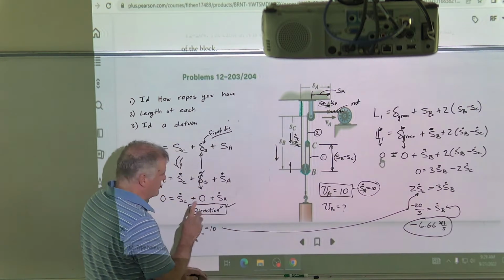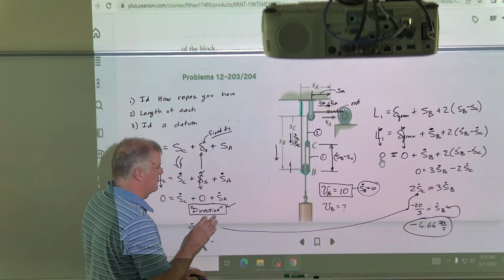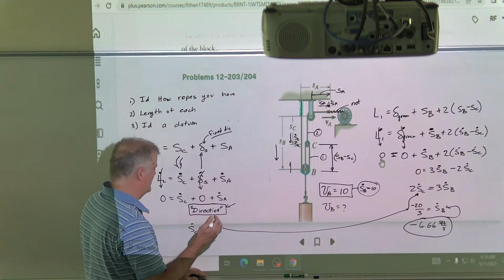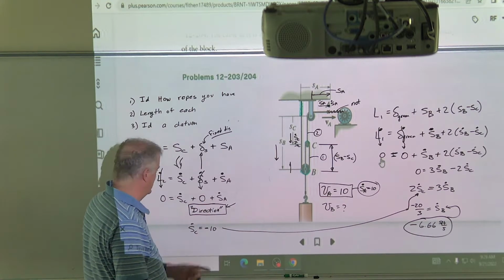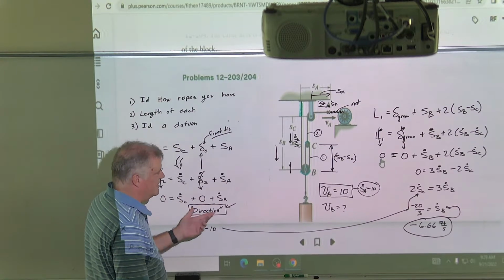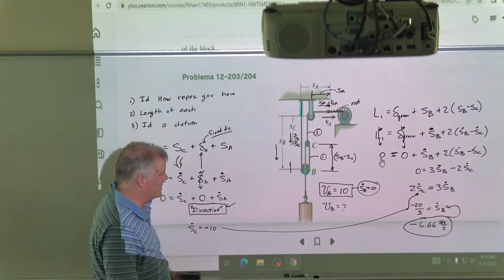So this is what you do if someone gives you the velocity. They can give you the acceleration. You can do the same exact thing. You just take two derivatives, and then the flow of the work becomes the same.